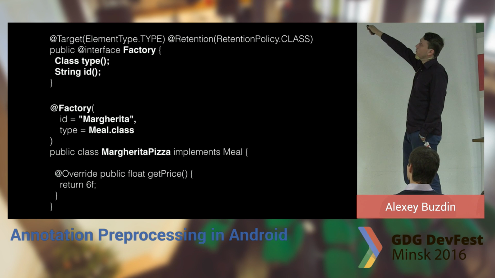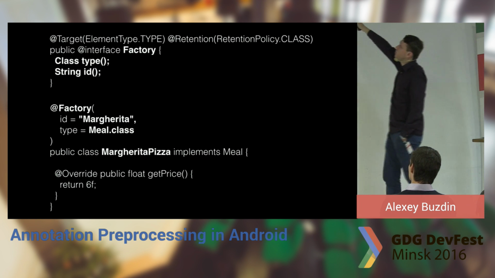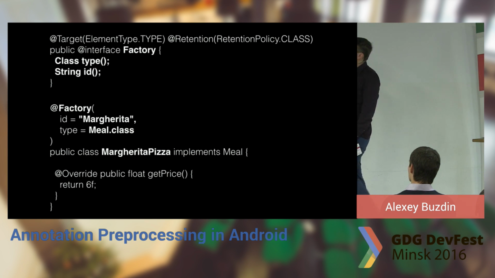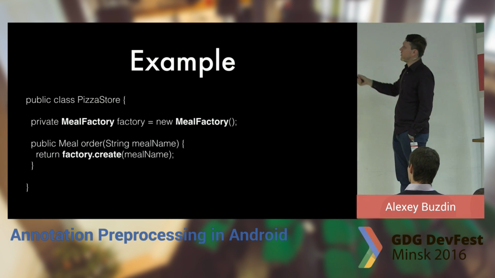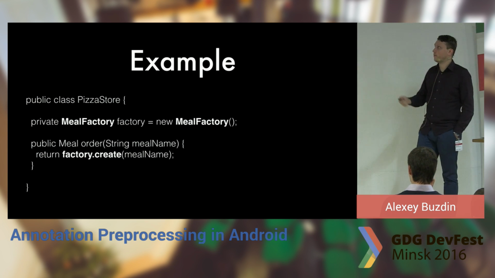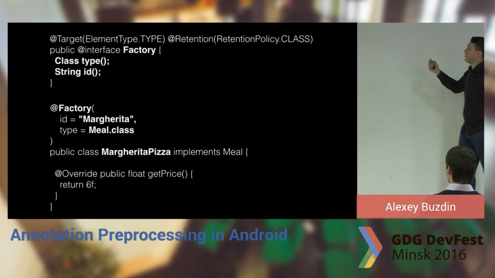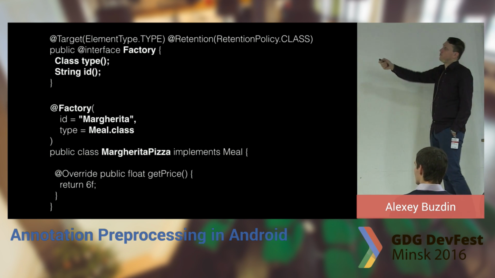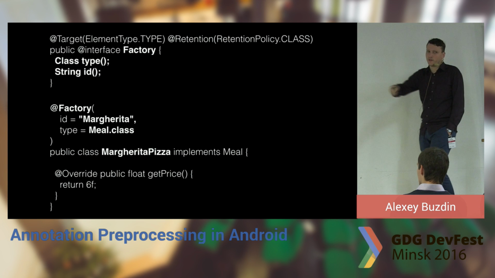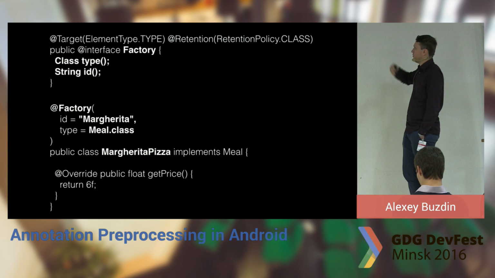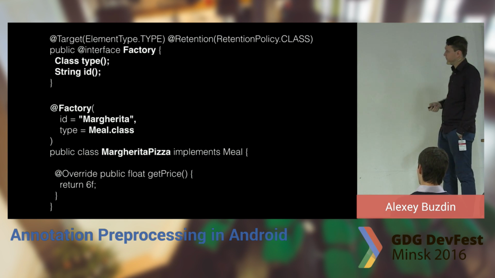So let's start. First, we need to have an annotation. The annotation will be called Factory. It has two parameters: one is a type, the second is an ID. The ID is the key that we'll be passing here. If we ask for salami, we get salami pizza. And the type is the type of class we are constructing. This would, for example, grant us the ability to use the factory for multiple things, not just for meals, but for drinks, for something else. So we can reuse this factory.